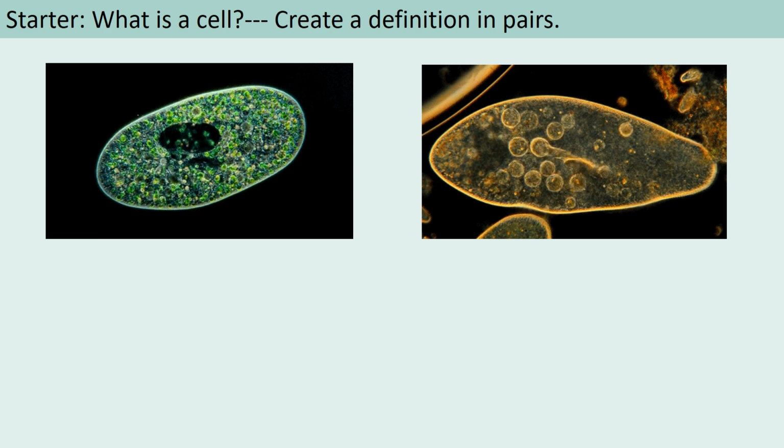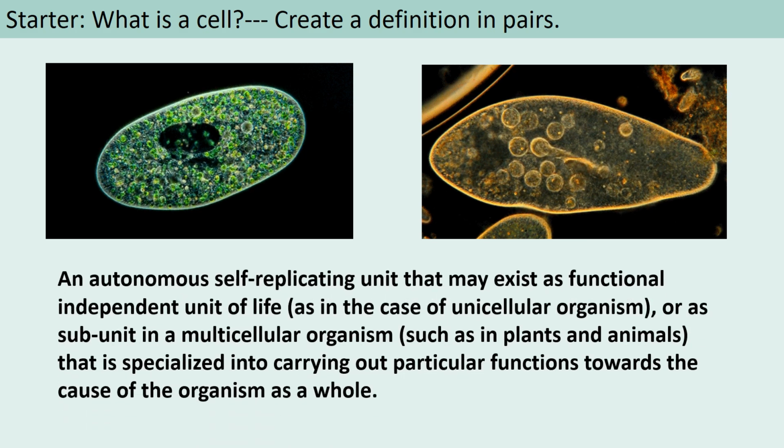Right, so definition for a cell. Now this is a very long definition, so please don't write this down. But a cell is basically an autonomous self-replicating unit that may exist as a functional independent unit of life, so that is the unicellular organisms such as the ones you see at the top, or as a subunit of a multicellular organism, which is most of the plants and animals.